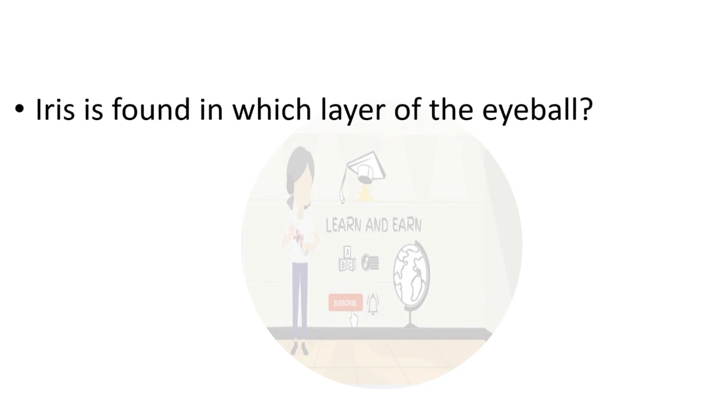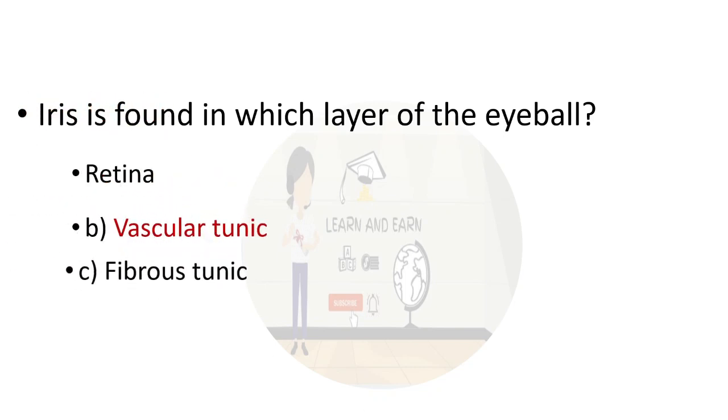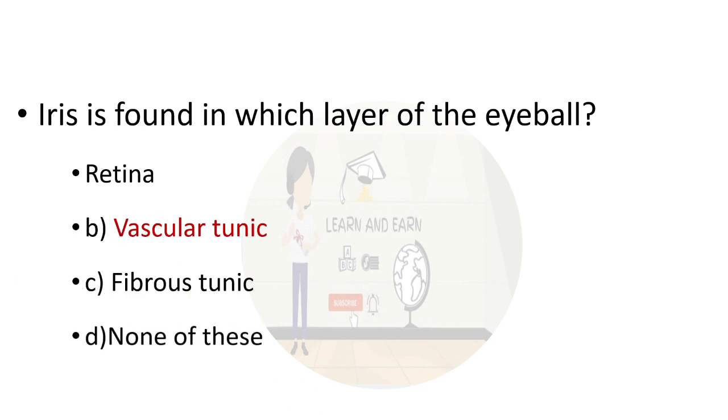The next MCQ is, iris is found in which layer of the eyeball? Option A, retina, option B, vascular tunic, option C, fibrous tunic, option D, none of these. The right answer is vascular tunic.